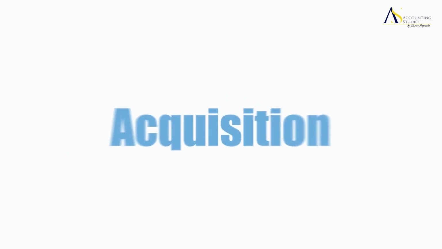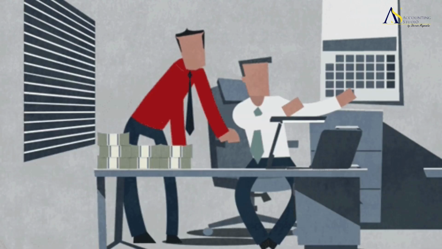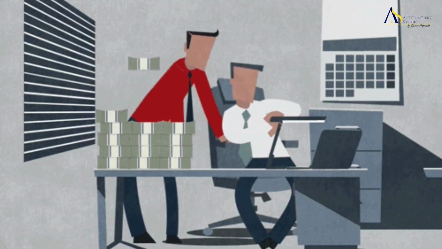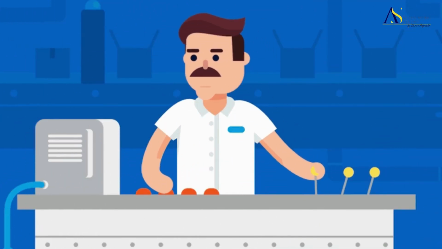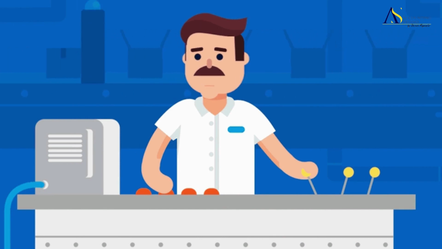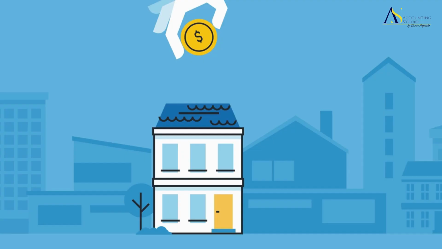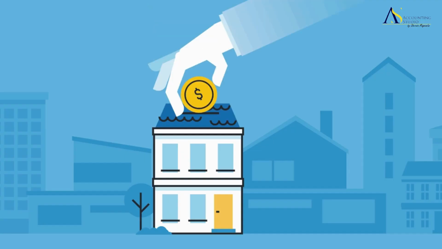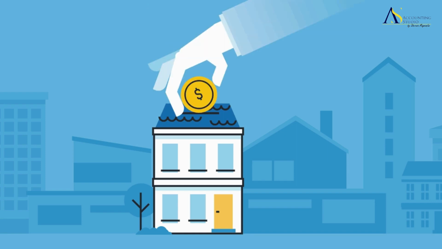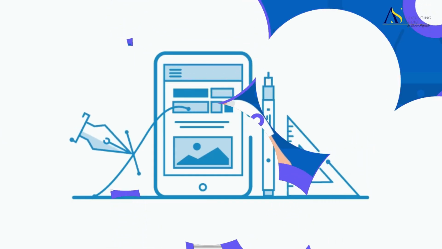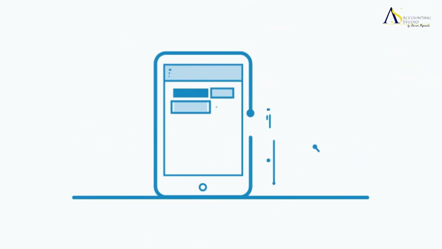Acquisition. As an asset is acquired, such as machinery, it can only be brought onto the books of the company if it meets the asset definition and recognition criteria. The recognition criteria include: 1. It must be probable that future economic benefits associated with the asset will flow to the entity, and 2. The cost of the asset can be measured reliably.